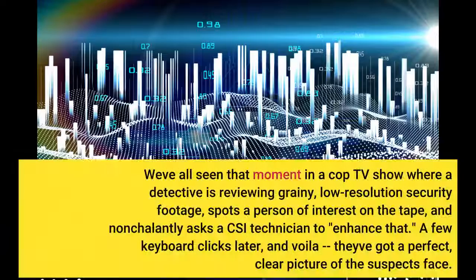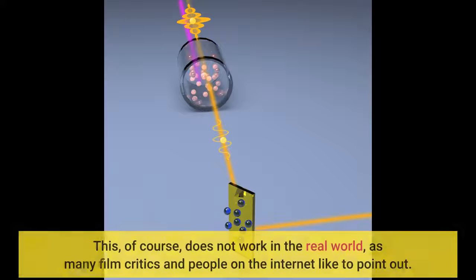We've all seen that moment in a cop TV show where a detective is reviewing grainy, low-resolution security footage, spots a person of interest on the tape, and nonchalantly asks a CSI technician to enhance that. A few keyboard clicks later, and voila, they've got a perfect, clear picture. This, of course, does not work in the real world, as many film critics and people on the internet like to point out.